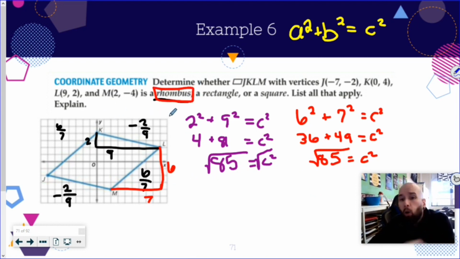Is it a rectangle? No. And here's why. If it's a rectangle, then this line has to be perpendicular to that line, which means the slopes have to be negative reciprocals of each other, and they're not. So it's not a rectangle, which means it's not a square. So we have ourselves a rhombus, but we don't have ourselves a rectangle and a square. That's it.